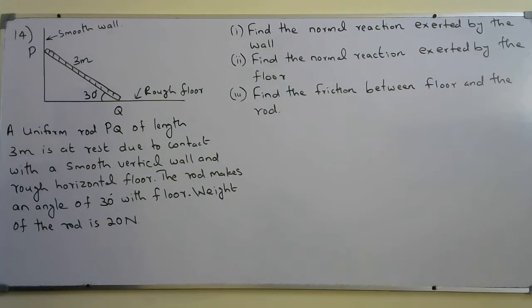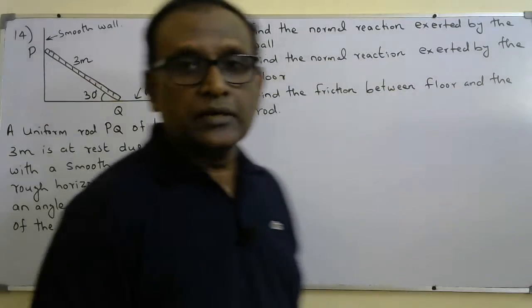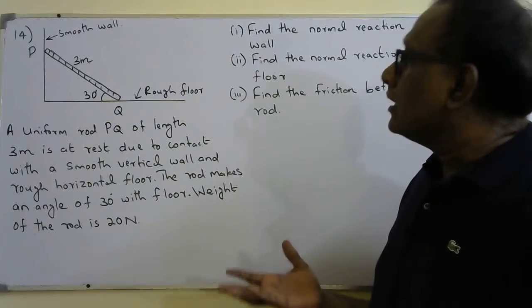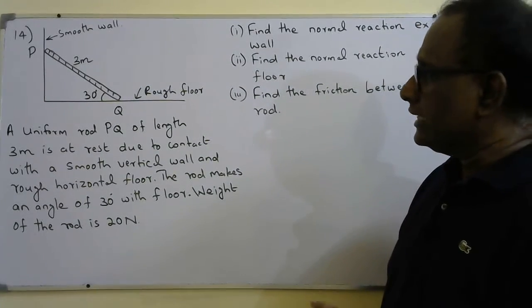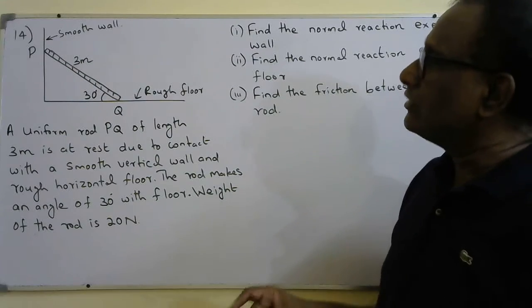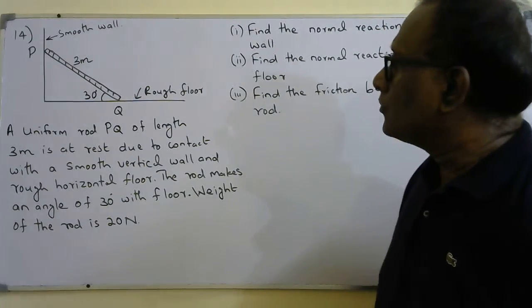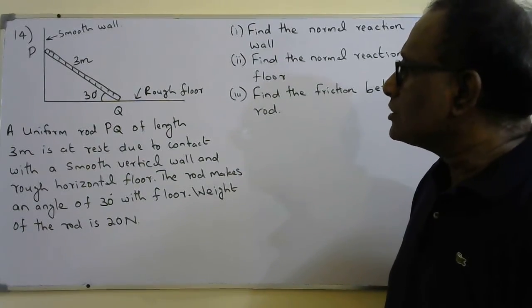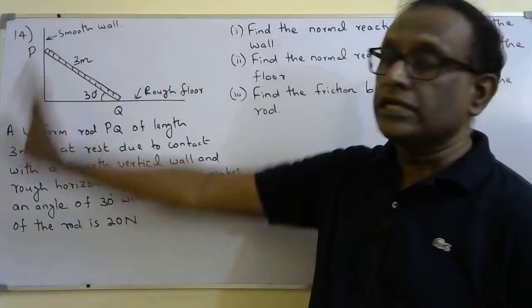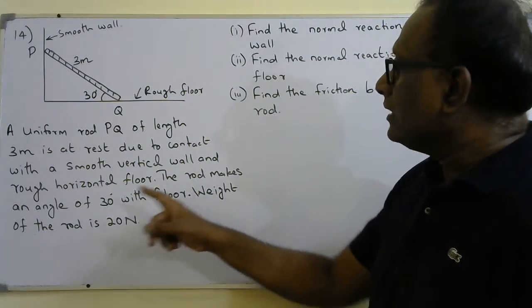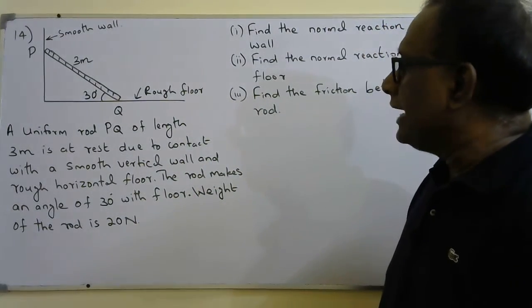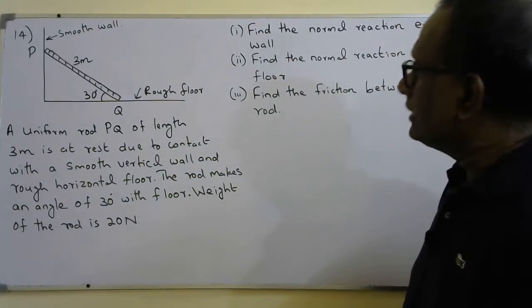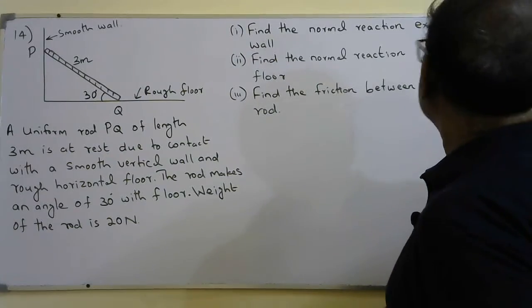Okay, so in this question also, I need to use moments, because there's no other option other than the principle of moments. So the uniform rod means the weight will act at the center of it. A uniform rod PQ of length 3 meter is at rest due to contact with a smooth vertical wall, so there will be only normal reaction, and a rough horizontal floor. The rod makes an angle of 30 degree with the floor. Weight of the rod is 20 Newton. Find the normal reaction exerted by the wall.